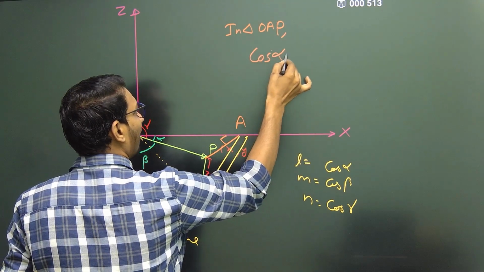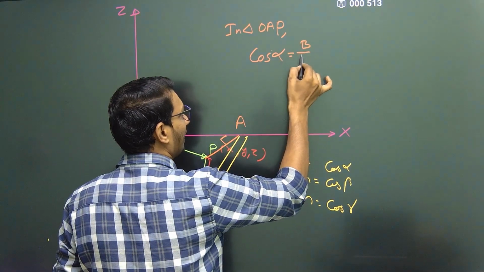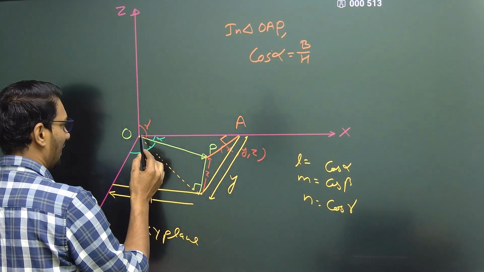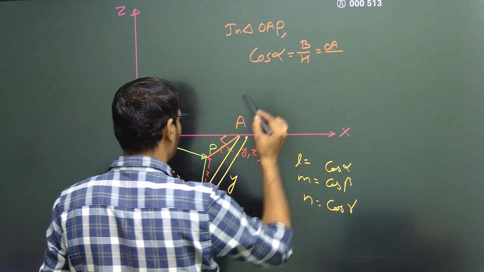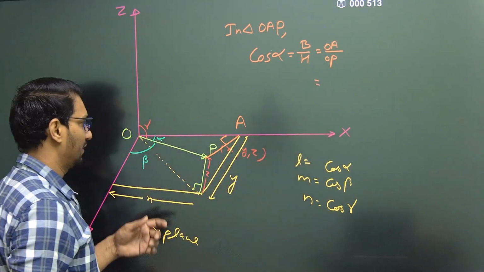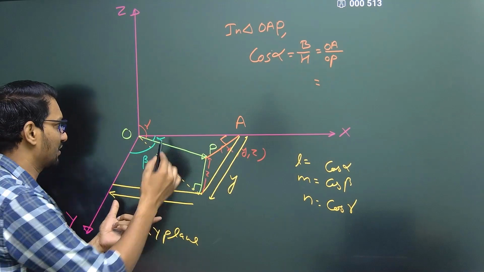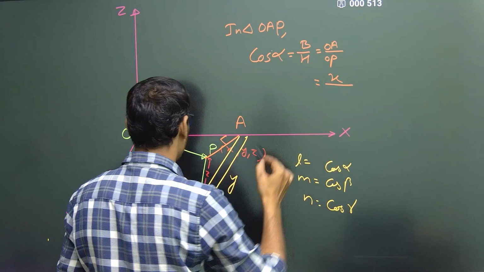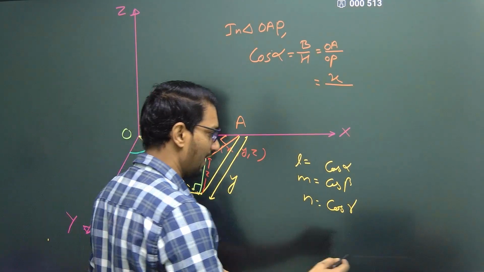cos alpha. Cos alpha is nothing but B upon H, base upon hypotenuse, and base is nothing but OA and hypotenuse is OP. Then what about OA? Since OA is equal to x, this is x, so this is also x. And what about OP? To find OP, let's draw another diagram.